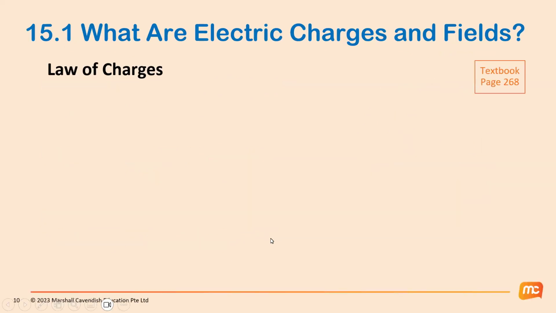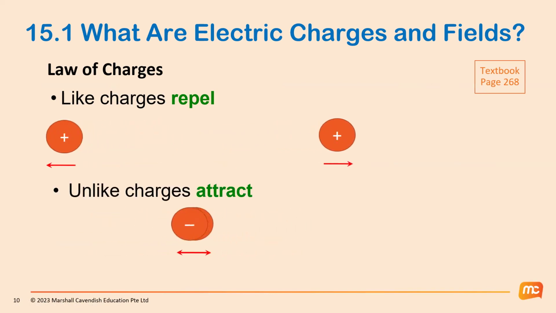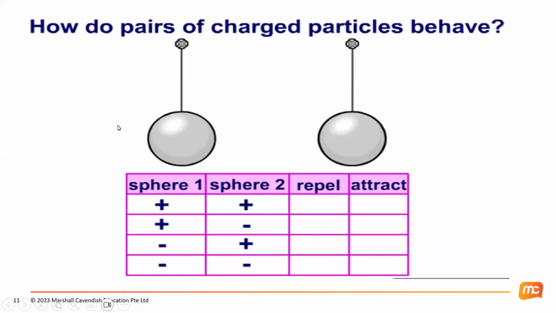Okay, and you need to know some of the basic laws of charges. Okay, the basic laws of charges are very easy. Like charges repel, unlike charges attract. That's it. Okay, so now you may pause the video to think about this yourself. I have two spheres, sphere 1 and sphere 2, and this is the charge on each sphere. Do they attract or repel? You should know the law of charges. The first one, like charges, plus, plus, they will repel. Okay, the second one, unlike charges, plus, minus, they will attract. Third one, plus, minus again, attracts. And the last one, minus, minus, is again like charges, they will repel.